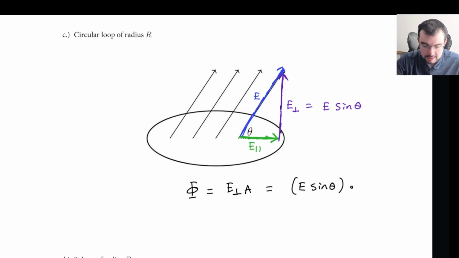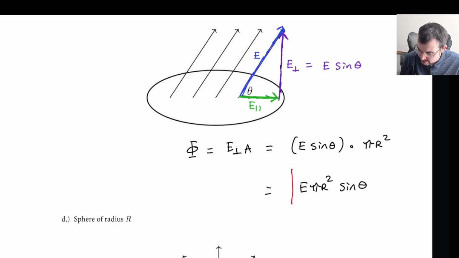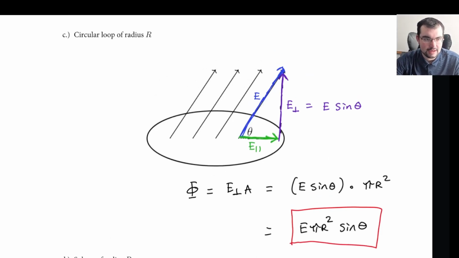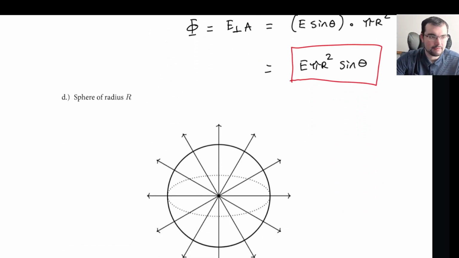And this is still a circular loop of radius r, so we still just use our pi r squared. This would be E pi r squared times sine theta. And we also can reason it has to be sine theta in this diagram because if theta is small, that is a flat E field, and that will not penetrate the surface. But if theta is large, that's tending towards a vertical field, and sine of 90 degrees is 1. So in the vertical case, you get full penetration with your E field.